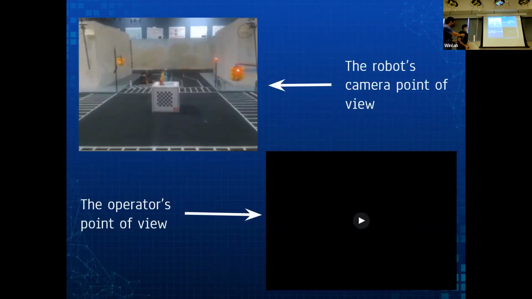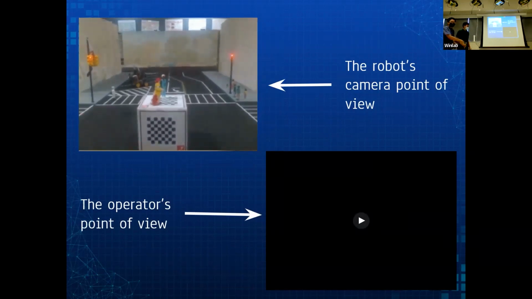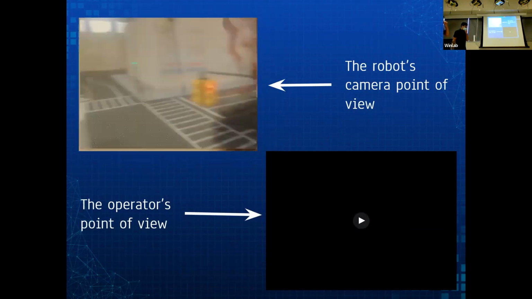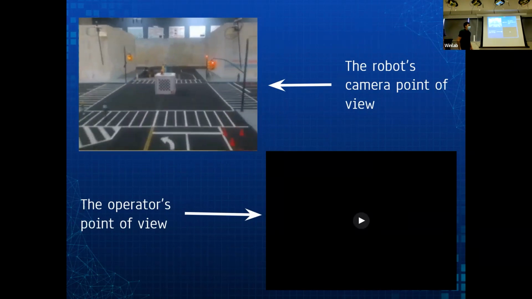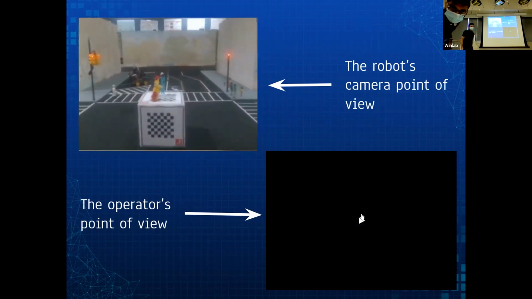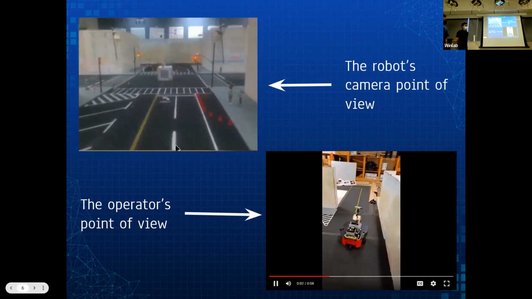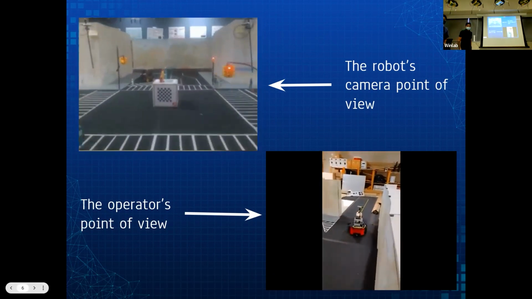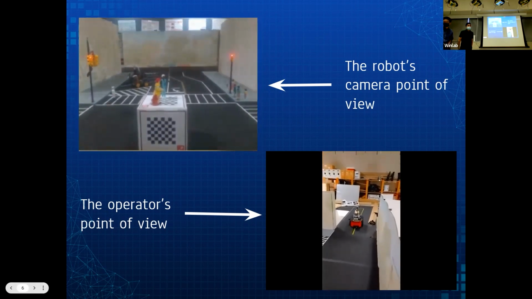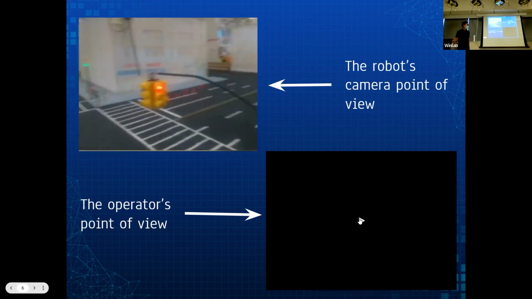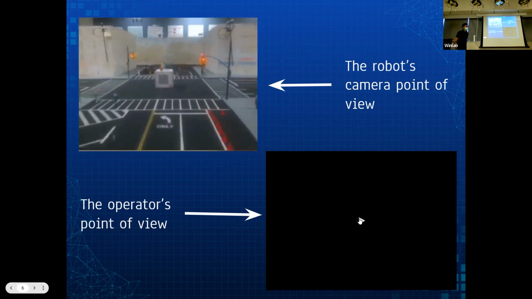So in this corner here, you can see we have taken the image from the perspective of the camera that is mounted on the robot. And the video here shows the perspective of the operators. Here you can see using the joystick remote controller, we could control the movements of the robot in the smart city environment.